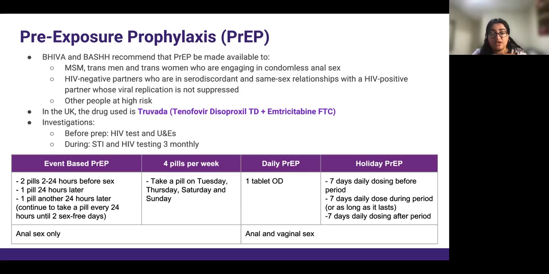So when you take 1 tablet of Truvada every single day, or holiday PrEP, which is where you take 7 days of a tablet before, and then when you're on holiday, you should take a minimum of 7 days of tablets, or more if you're on holiday for longer. And then after you come back from holiday, you take 7 days of another tablet. So daily PrEP and holiday PrEP have been trialed and tested for anal and vaginal sex. Event-based PrEP and the 4 pills per week PrEP have only been trialed and tested for anal sex. The best way to remember holiday PrEP is 7, 7+, and then 7.